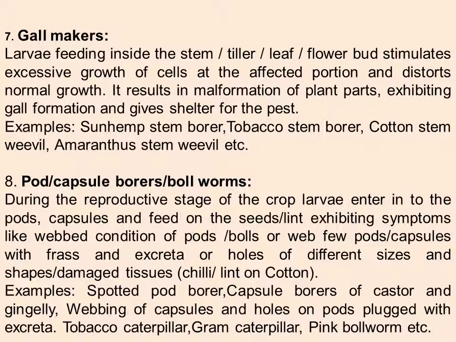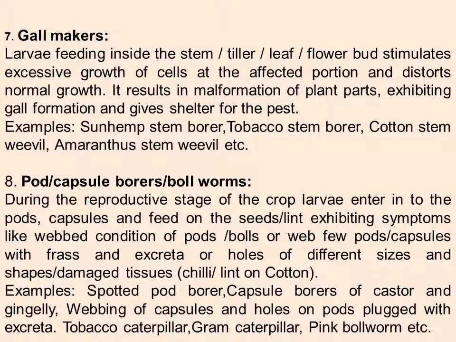gall makers. Now, larvae feeding inside the stem, the tiller, leaf, flower bud stimulates excessive growth of cells at the affected portion and distorts normal growth. It results in malformation of plant parts exhibiting gall formation and gives shelter for the pest. For example, sun hemp stem borer, tobacco stem borer, cotton stem weevil, amaranthus stem weevil, and so on and so forth. So they all form galls.